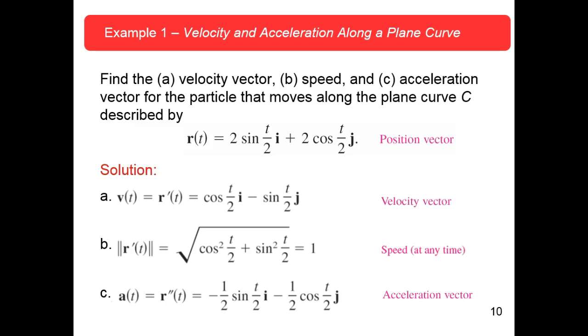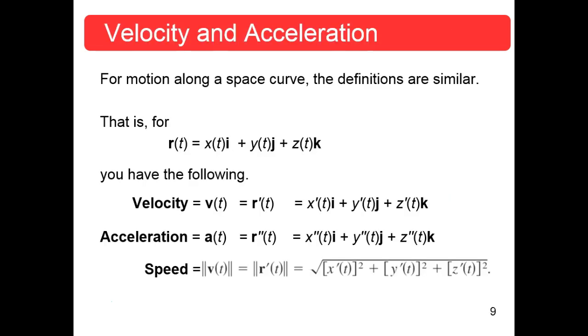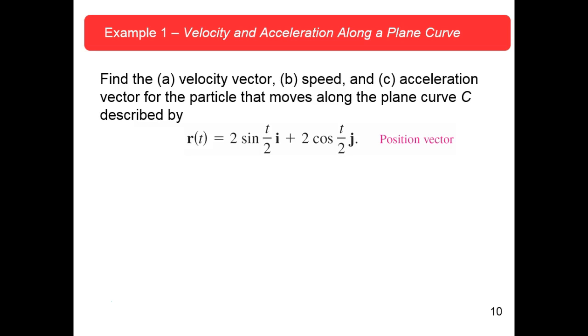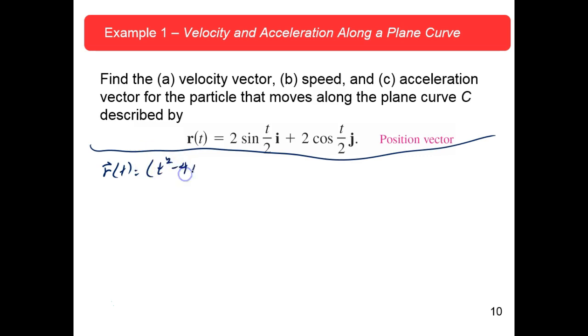All right. Now, I think we're ready for example 2, but they're jumping to projectile motion, which is a couple pages off. So let's go back and do example 2. Sketch the path of an object moving along the plane curve given by r of t is equal to t squared minus 4 i plus t j.